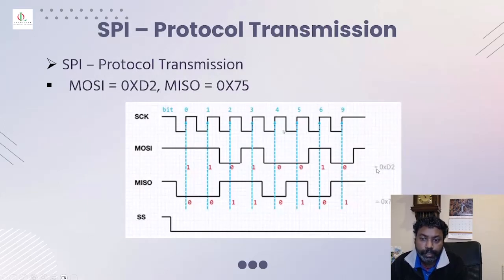So just to transfer 0xD2 on the MOSI and 0x75 on the MISO, this is how it works when chip select is active low on the rising edge. This is how the data gets transferred. So the binary value is 1101 0010, and that's nothing but 0xD2. And here on the MISO, the binary value is 0011 0101, and that's 0x75. This is how it works with the rising edge configuration.